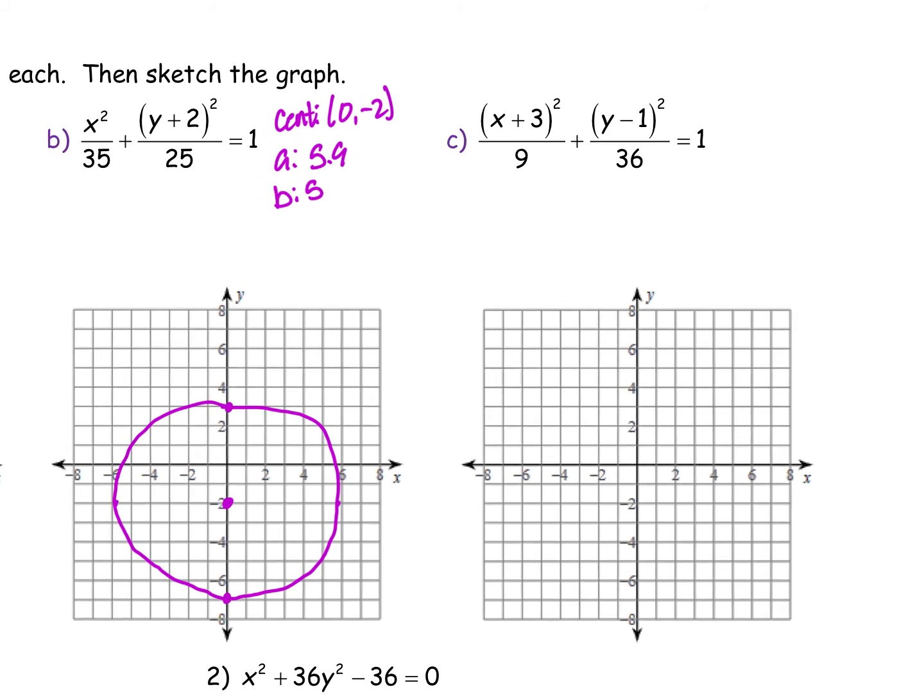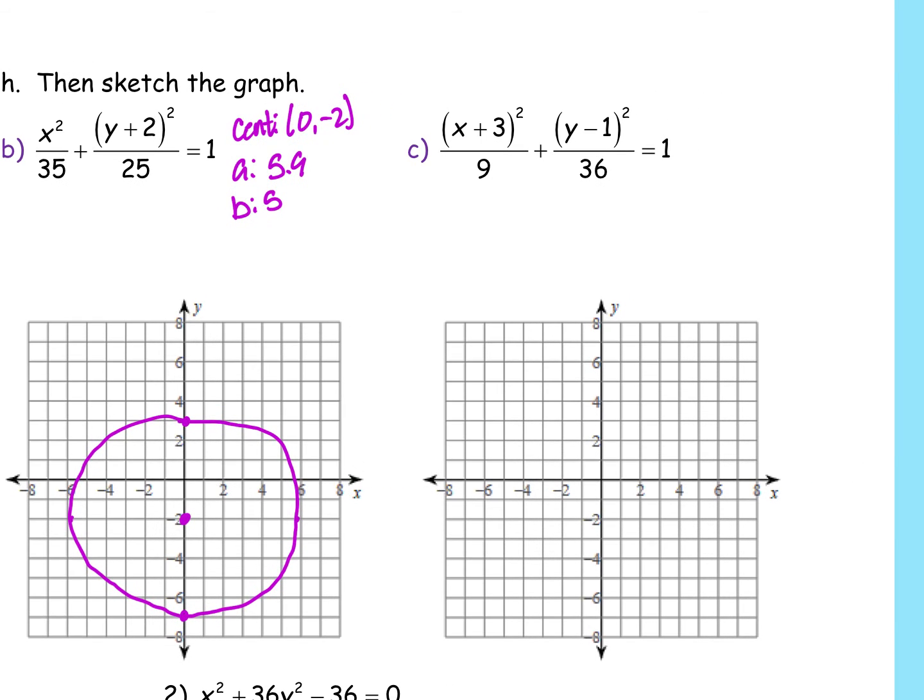And then the last one here, my center is at -3, 1. And A is going to be 3, and B is going to be 6. Yeah. So -3, 1. 1, 2, 3 left and right. And 1, 2, 3, 4, 5, 6 up and down. There we go.